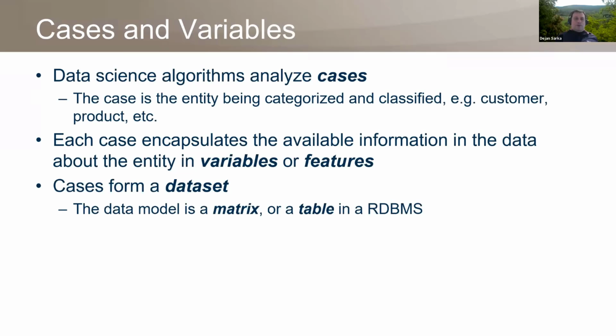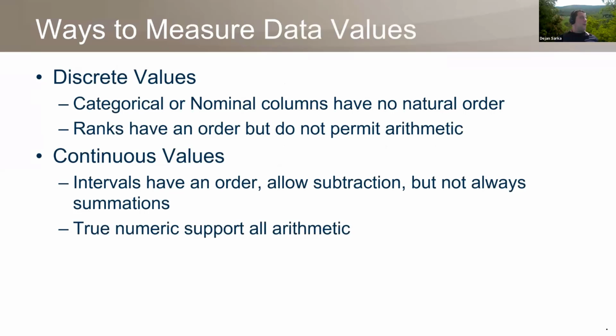Now, before we even start analyzing, we have to realize how our variables, or our columns in our table, measure data values. We have two broad groups, discrete values and continuous values. Discrete variables can take a value only from a very limited pool of values, like 5, 7, plus or minus a couple of values. And these values could be only categories or names for the category with no natural order. Then we have nominal or categorical variables.